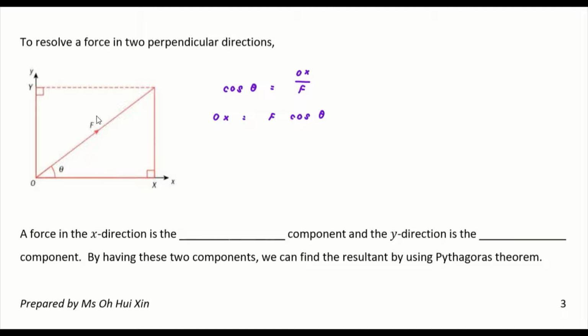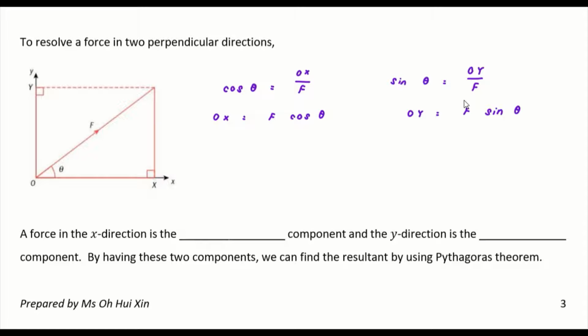In the other case, if I want to find the y component, it is going to be the opposite and the hypotenuse, so I can use sine. Sine will be equal to this part, my OY, because this length is basically the length here, over the hypotenuse as well, which is F. So I can always write OY is equal to F sine theta. It is important for you to be able to use these formulas without having to write cos equals adjacent over hypotenuse and sine equals opposite over hypotenuse every time, because it will take you a lot of time.